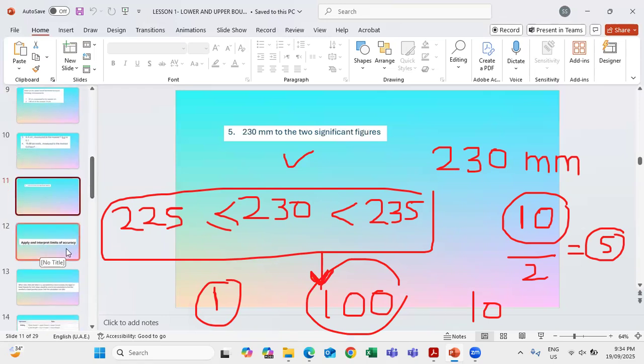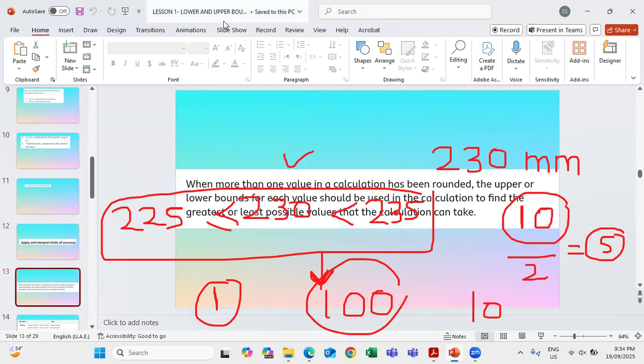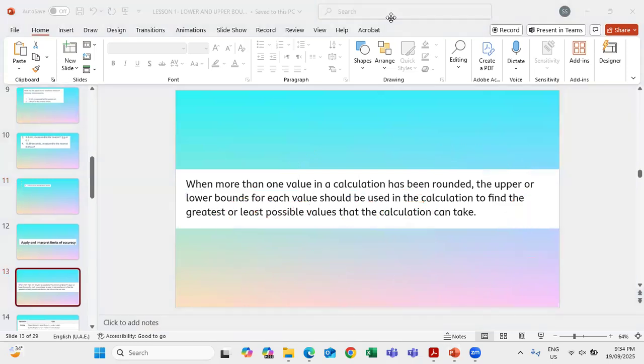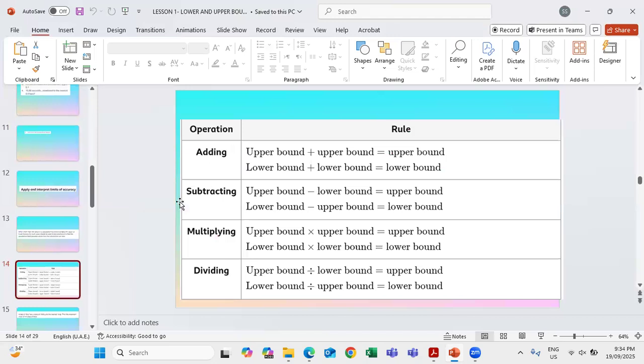Now this limits of accuracy we can apply to different word problems also. Like there will be word problems where you have to find the area of a triangle, and you have to find the upper bound of that triangle, and the lower bound of the area of that triangle. So we will be working on these operations. Like if I'm adding two quantities and I need to find the upper bound of the resulting added quantity, or if I'm subtracting two quantities, multiplying two quantities, or dividing, then how to find the upper bound and the lower bound will be explained in the next lesson.